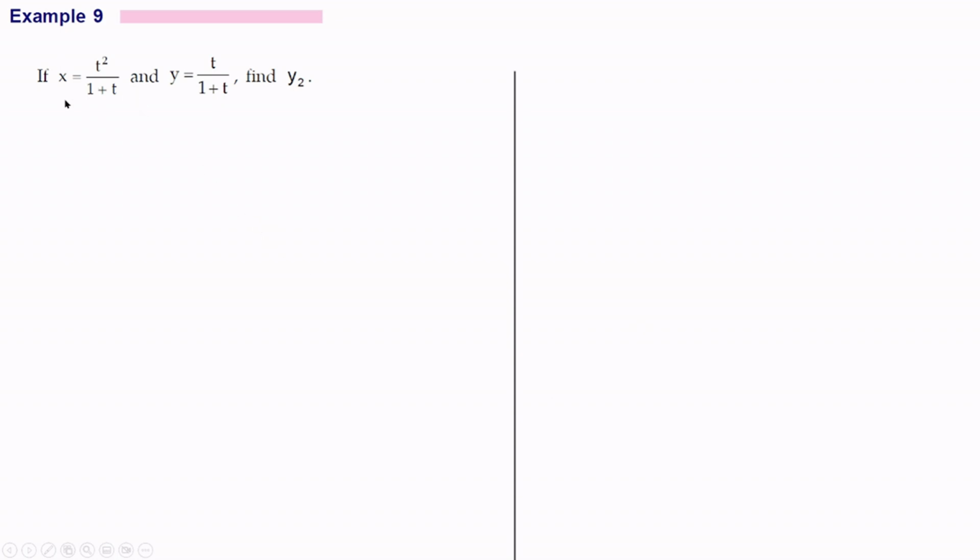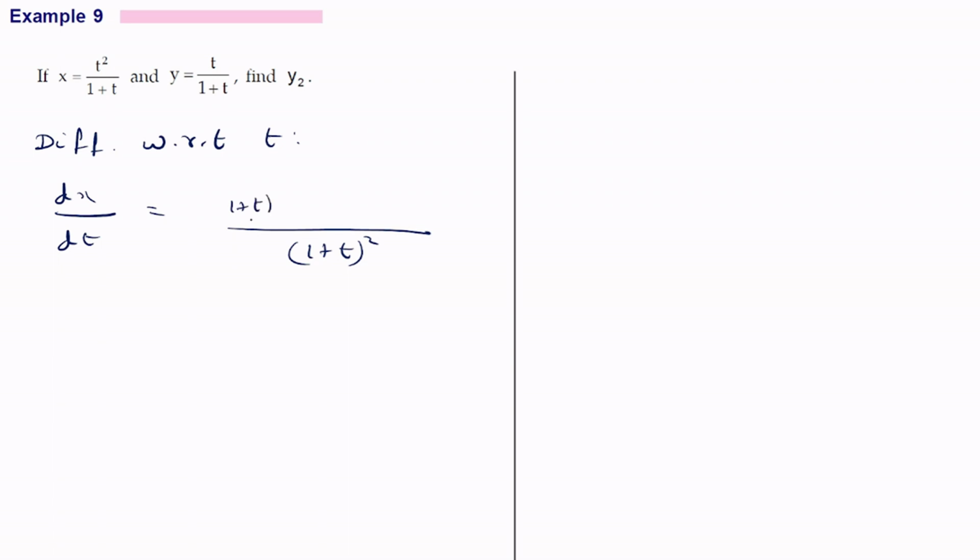Moving on, if x is equal to t square by 1 plus t and y equal to t by 1 plus t, find y2. Here y2 is nothing but d square y by dx square. So first let us differentiate with respect to t. So dx by dt, using quotient rule, denominator is 1 plus t square, keep the denominator, differentiate the numerator, minus, keep the numerator, differentiate the denominator. So here the numerator is 2t plus 2t square minus t square. So it is 2t plus t square. So this is 2t plus t square upon 1 plus t the whole square.